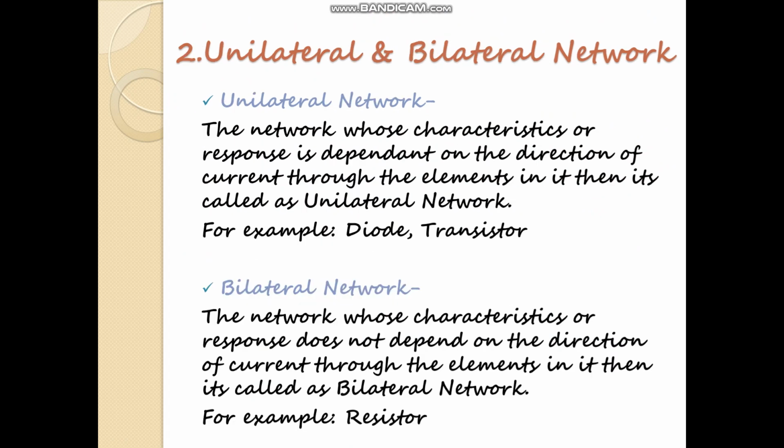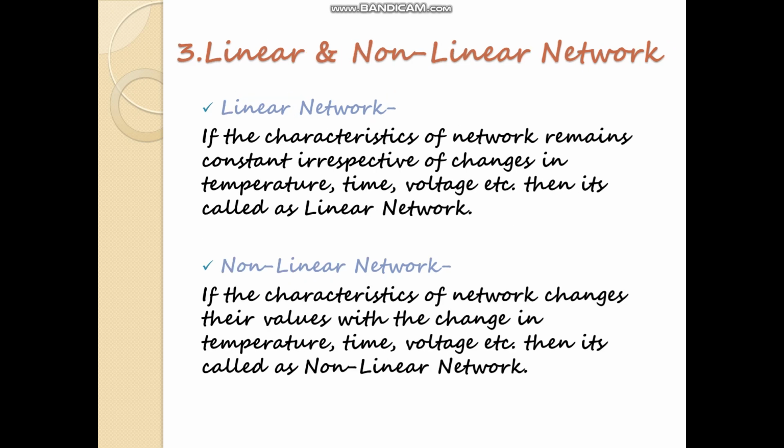The second type is unilateral and bilateral network. The unilateral network is the network whose characteristics or response depend on the direction of current flowing through the elements which are connected in that network, for example diode, transistor, etc. Bilateral network is the network whose characteristics or response do not depend on the direction of current flowing through the elements connected in that network, for example resistor.